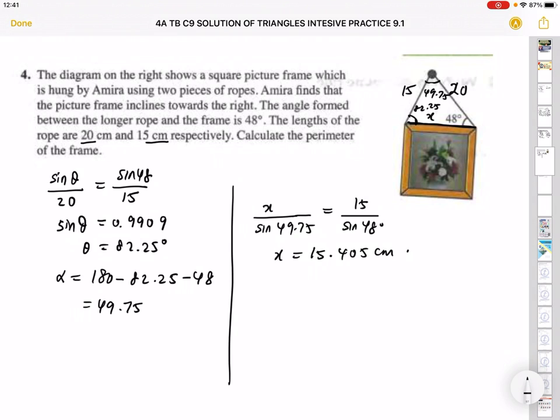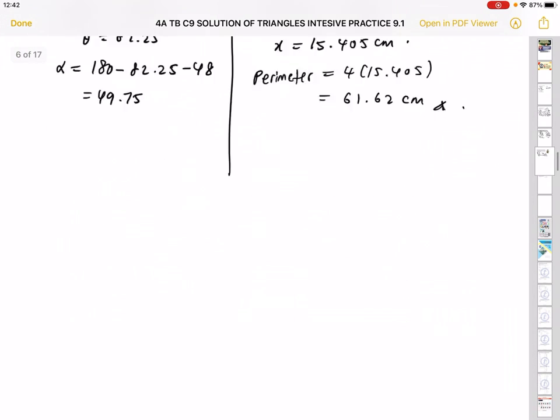Now I'm not done yet. I need to find the perimeter. Perimeter is the length of all 4 sides. So you take 4 times 15.405. I got 61.62 cm. So that's the perimeter of the frame. All right, moving on to question number 5.